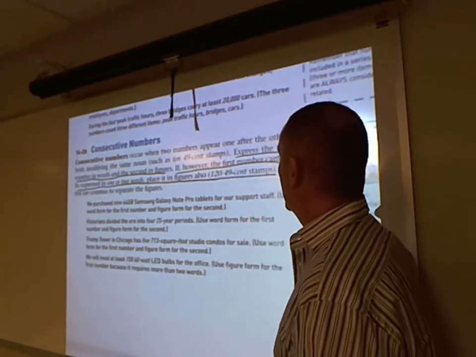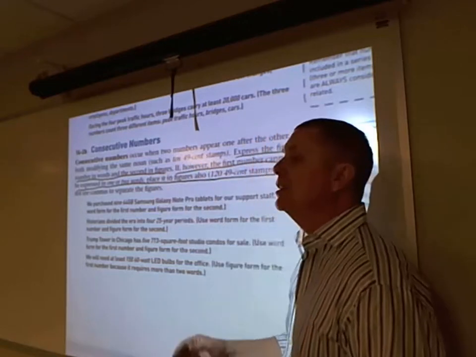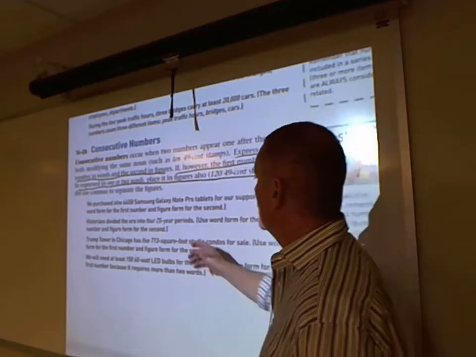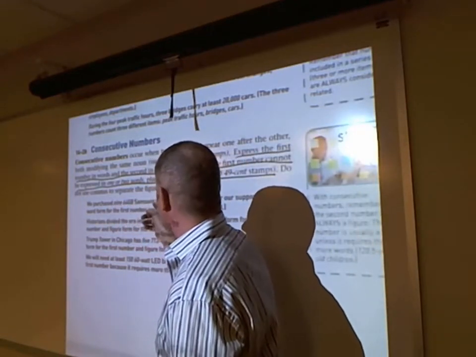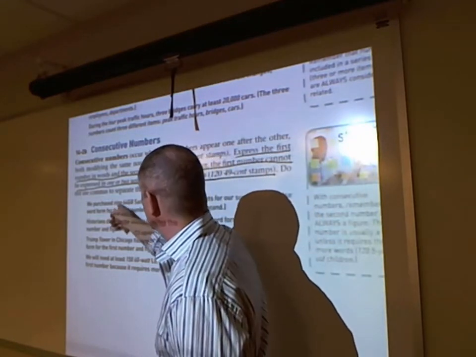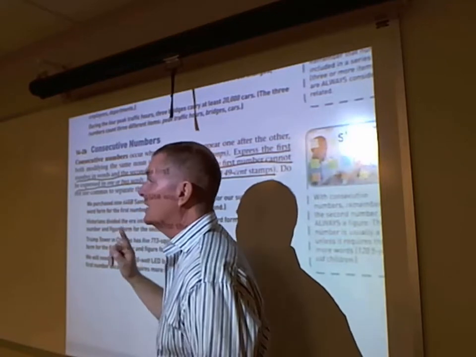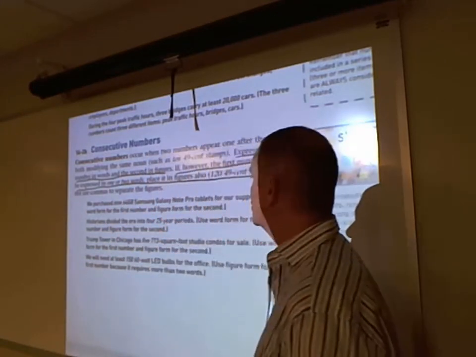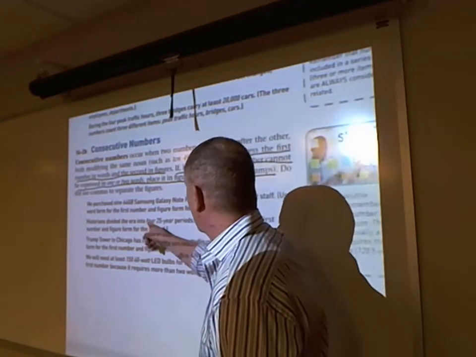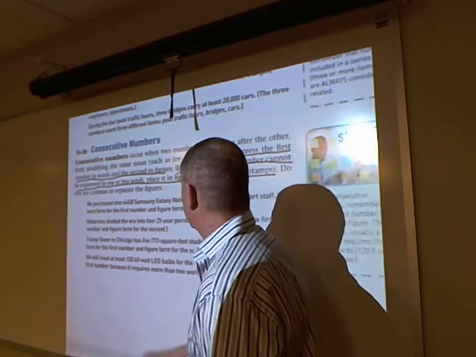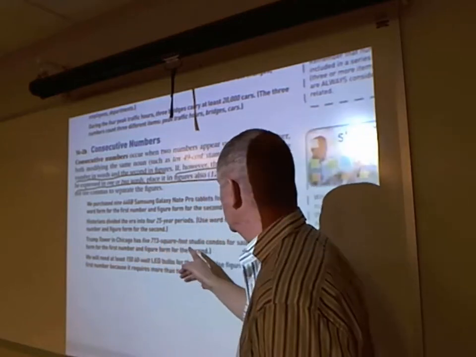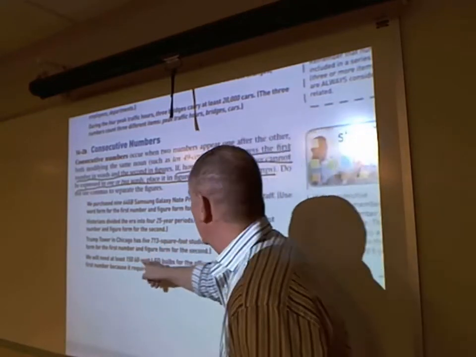So here we have nine 64-gigabyte Samsung Galaxy Note Pro tablets. So the first, we have nine of them. First word is spelled out. It's 2 or fewer words, along with the figure associated with the second number. Four 25-year periods. First number is spelled out as a word before the number that's spelled out as a figure. And let's see, five 713 square foot condos. And then here we have 150 60 watt. So that's the only time that we change the word to a figure, whenever it's more than 2 words for the first word.